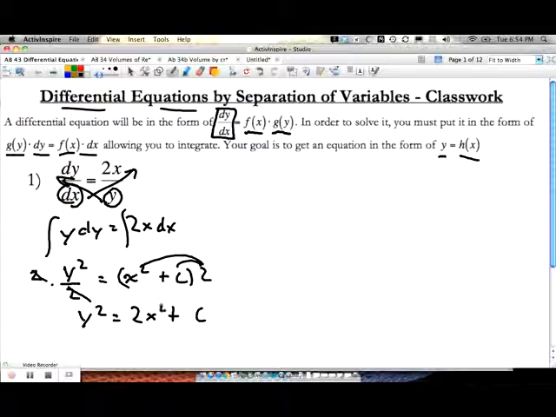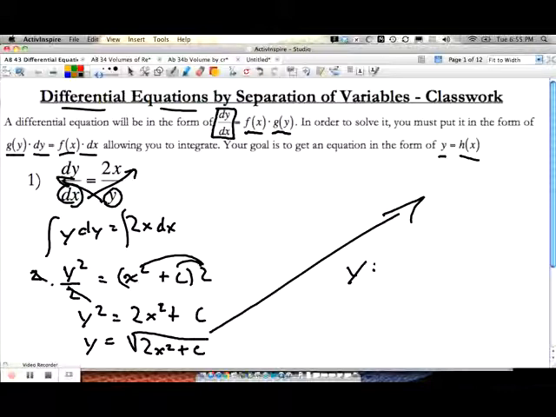But the 2 times the x squared, that does change. And then I look at this y squared here. Well, to get rid of that, we're going to square root both sides. We get y equals the square root of 2x squared plus c. So that brings us back to what we wanted. y equals some function of x. And in this case, it's the radical 2x squared plus c. It's that easy, guys. Let's try another one. Very similar.